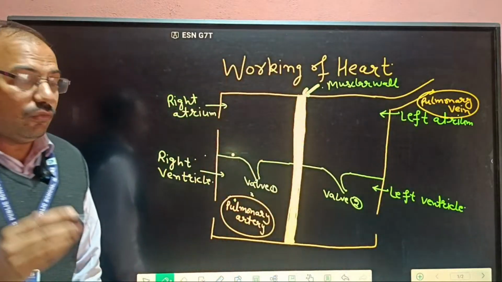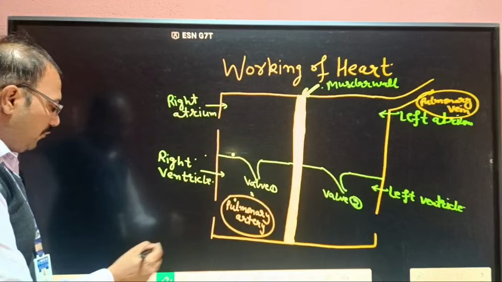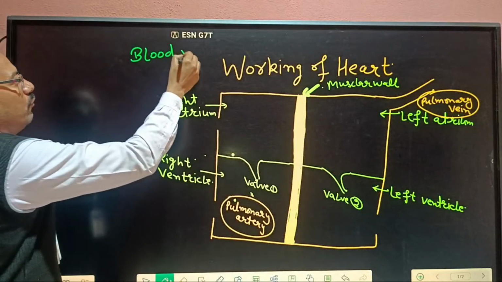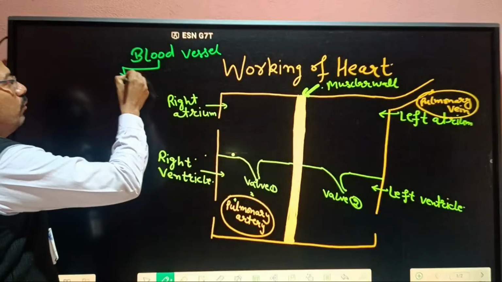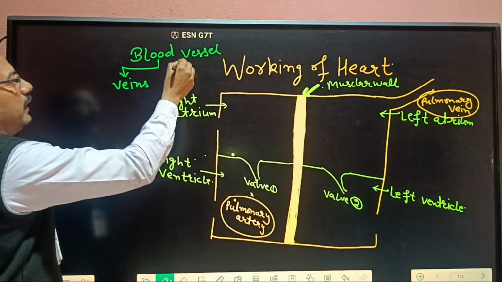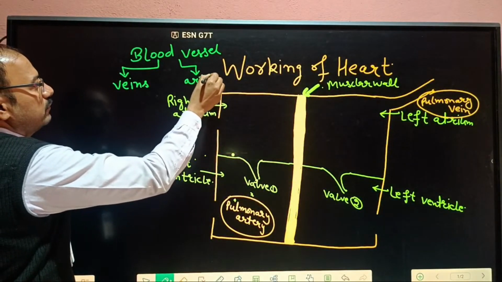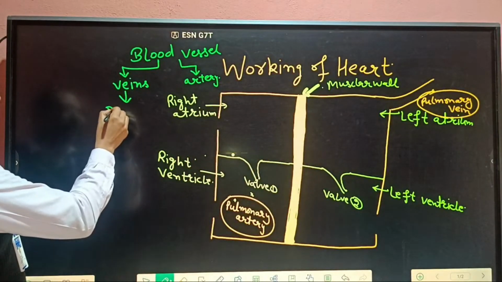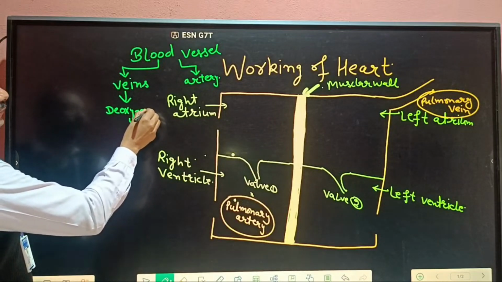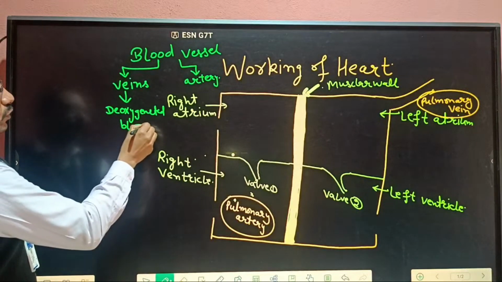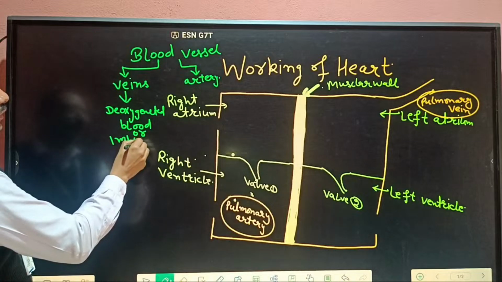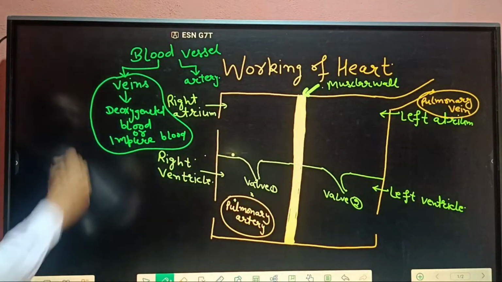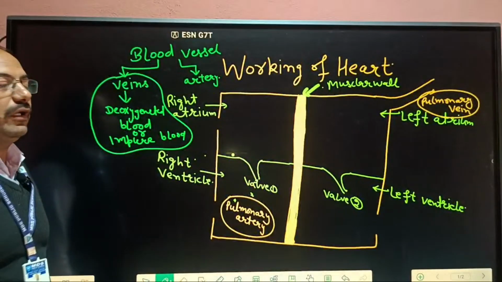Basically, our blood vessels divide into two parts. Which two parts do we write here? Blood vessels divide into veins and arteries. Veins contain deoxygenated blood, which is also known as impure blood. So these are important: veins contain deoxygenated blood, that is, impure blood.